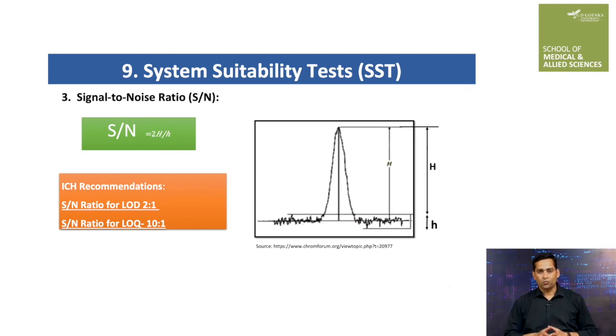Signal to noise ratio, S upon N, is another system suitability test for HPLC. It refers to the ratio between the intensity of the desired output signal and the background noise. Higher the signal to noise ratio, better the signal quality. This can be obtained by the formula mentioned here. As per ICH guidelines, signal to noise ratio must be 2:1 for calculating limit of detection, and it must be 10:1 for calculating limit of quantitation.